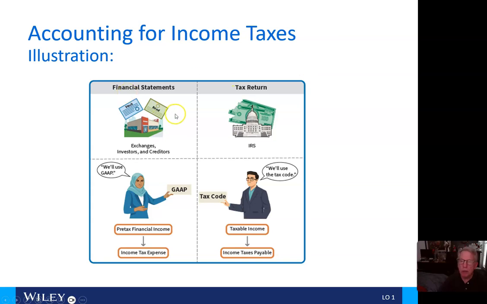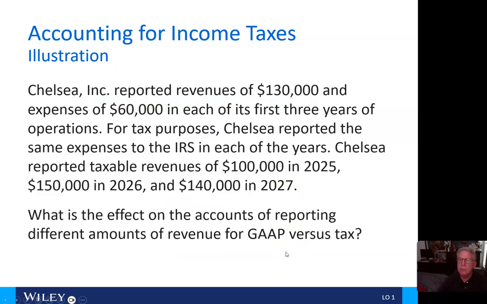As we look at this with a little bit of animation here, our financial statements include exchanges, investors, and creditors, and we have pre-tax financial income and income tax expense. Here we're using GAAP. But for the tax return, the IRS requires that we use the tax code, and that will develop our taxable income and our income taxes payable.